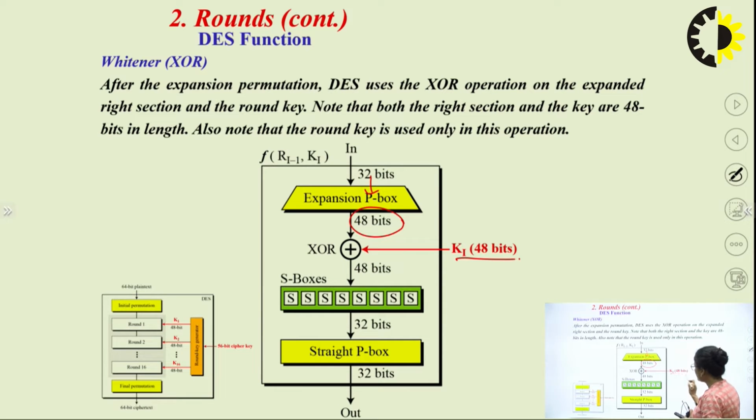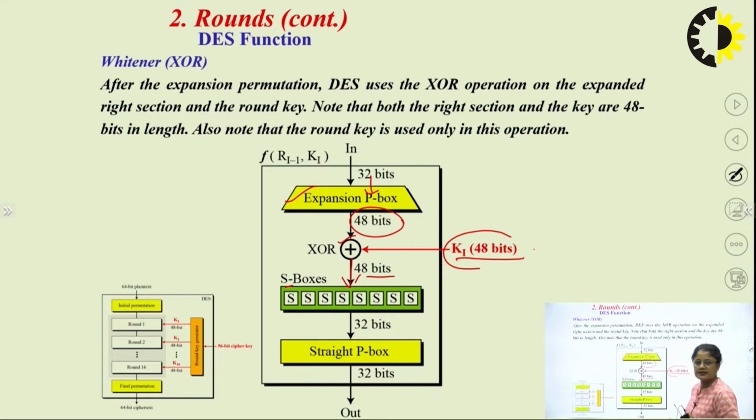Now this 48-bit output is XORed with a key which is 48-bit. I'll come to the key generation later on. After XORing, we get an output which is 48-bit. I'm not going into the detail of XOR. We all know what XOR is, that is very trivial. Now we'll come to S-box. We know how expansion P-box works. Let us come to S-box.